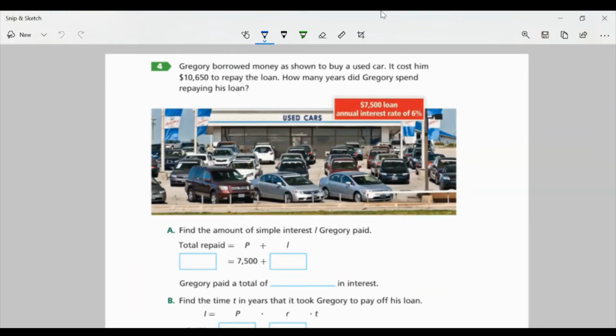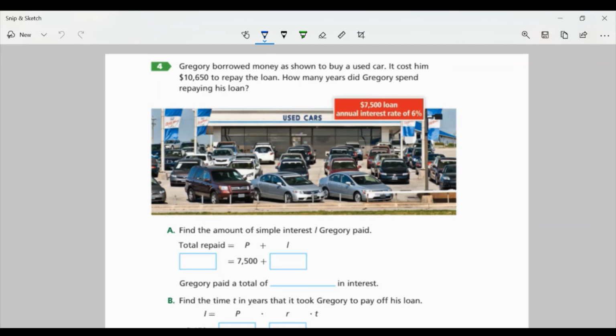So let's look at task 4 on page 89. Gregory borrowed money as shown to buy a used car. It cost him $10,650 to repay the loan. How many years did Gregory spend repaying his loan? So we're going to kind of work backwards to find out what T is in this case. But we're going to break it up piece by piece with part A and part B.